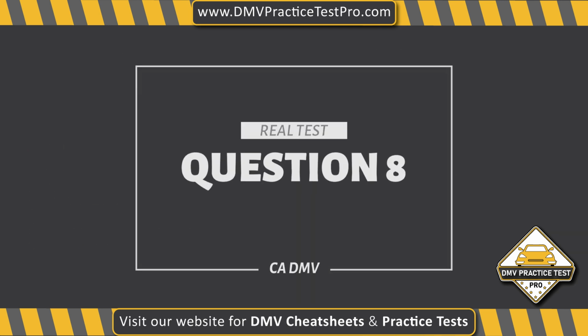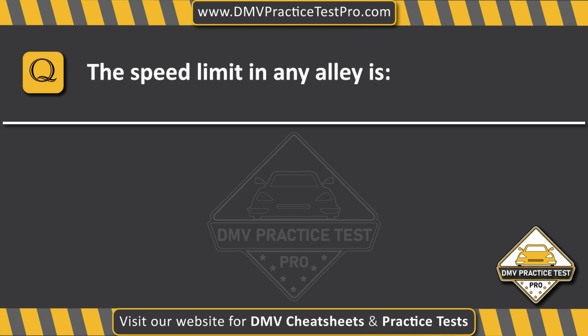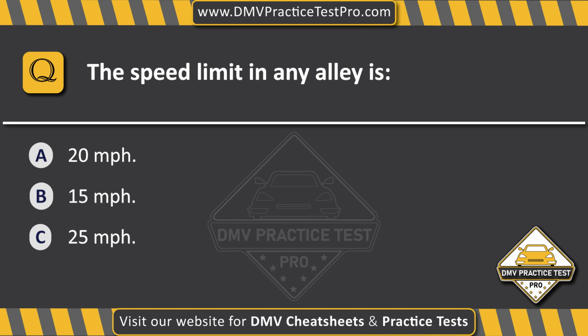Question 8. The speed limit in any alley is Option A, 20 miles per hour. Option B, 15 miles per hour. Option C, 25 miles per hour. The correct answer is Option B, 15 miles per hour.